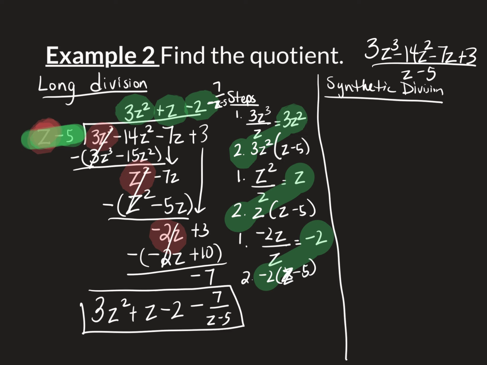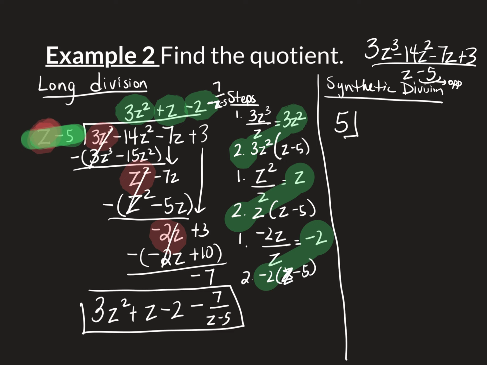Okay, let's set it up. Synthetic division. Remember, you take the opposite of your divisor, the opposite of the constant in your divisor. So the opposite of negative 5 is positive 5. You put that here. Let's do that. Positive 5, because you're doing the opposite of this.